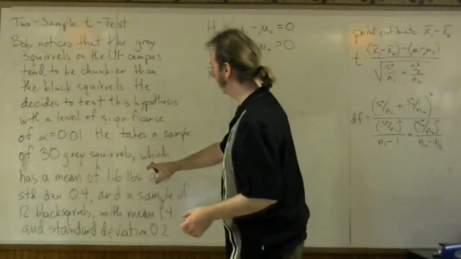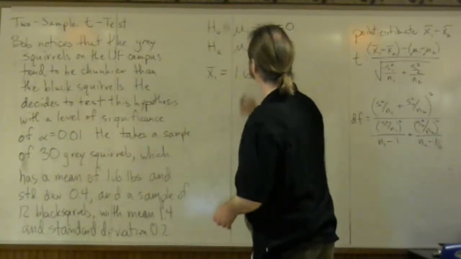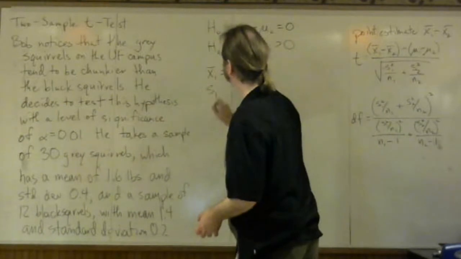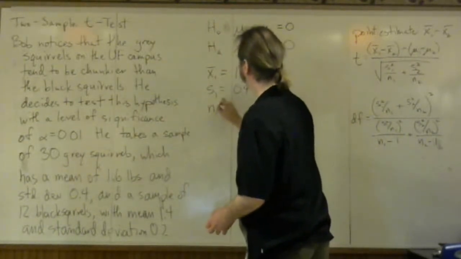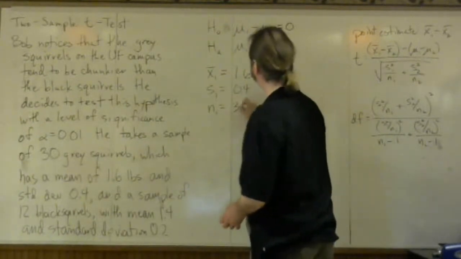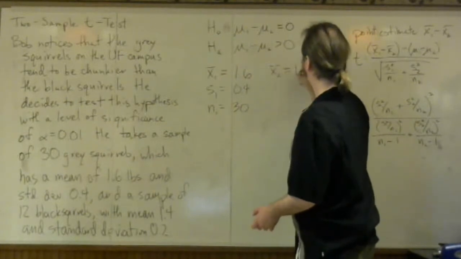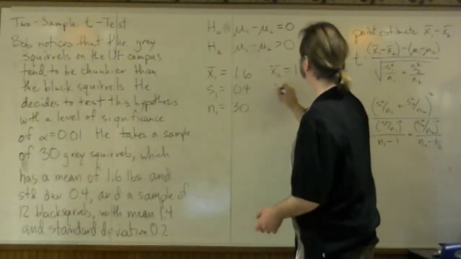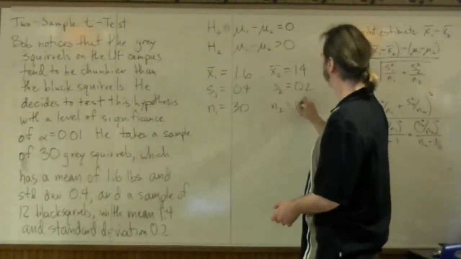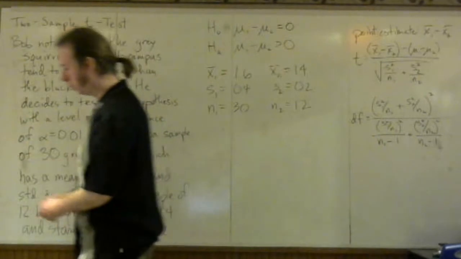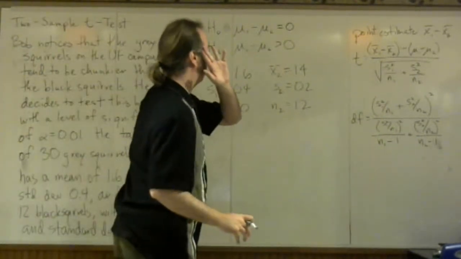X1 bar represents the mean of the gray squirrel sample. So we get 1.6 for that. S sub 1 is the standard deviation of that sample. N sub 1 is the sample size. And again, for the black squirrel sample. So those are the statistics for those two samples.